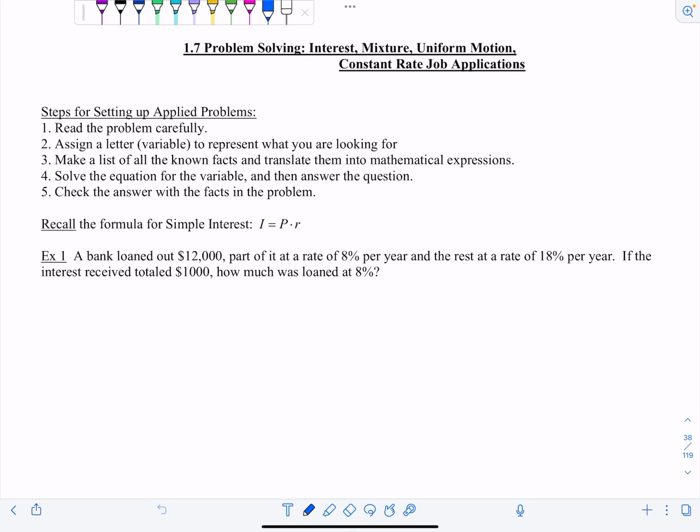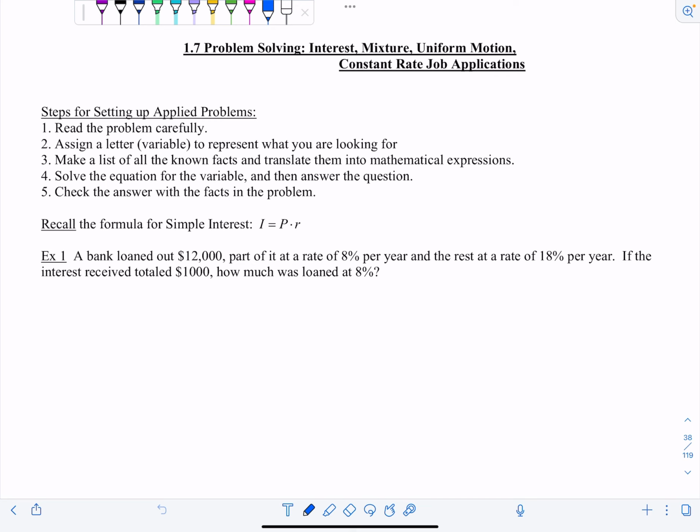So here are some steps for setting up applied problems, aka word problems. First one says, read the problem carefully. Honestly, I like to read it really fast the first time through and just skim to see what the key points are, and then I'll reread it slowly. So I don't know if I agree with step one, but every book says to do that.